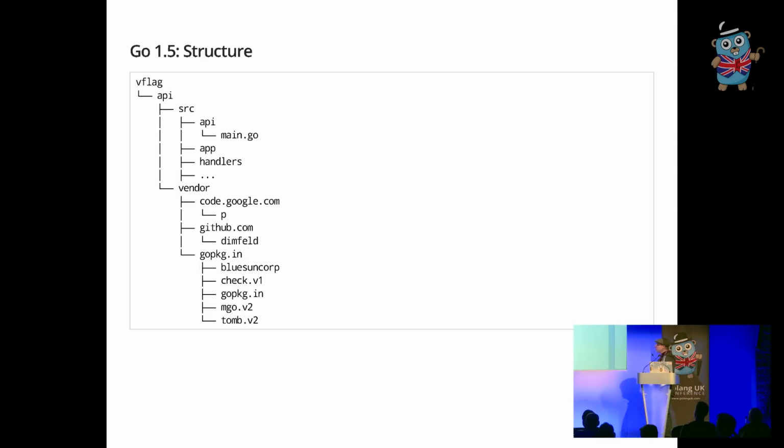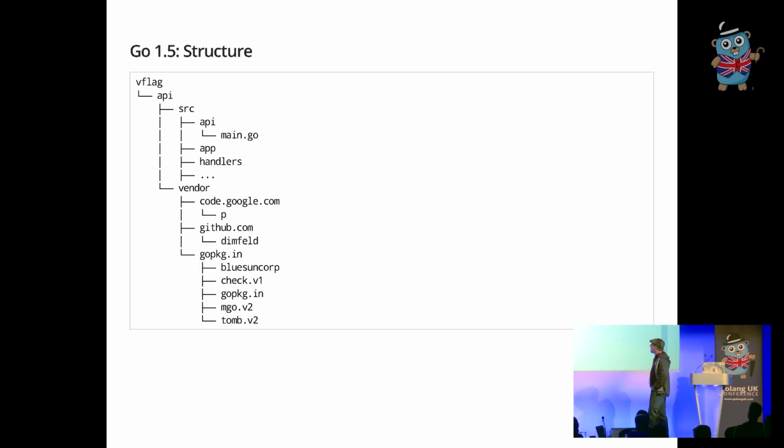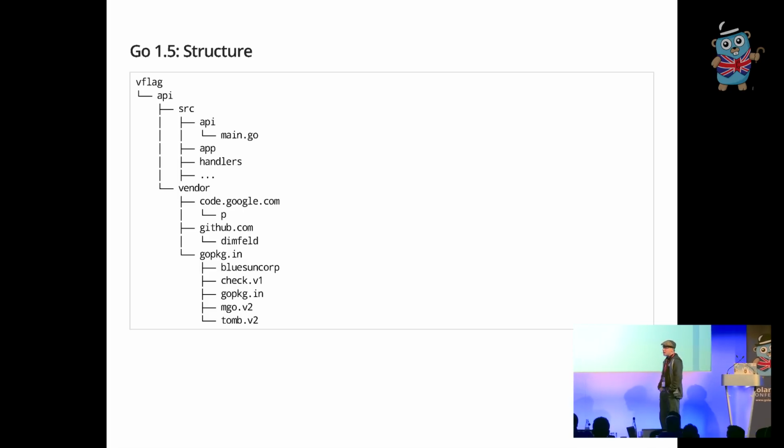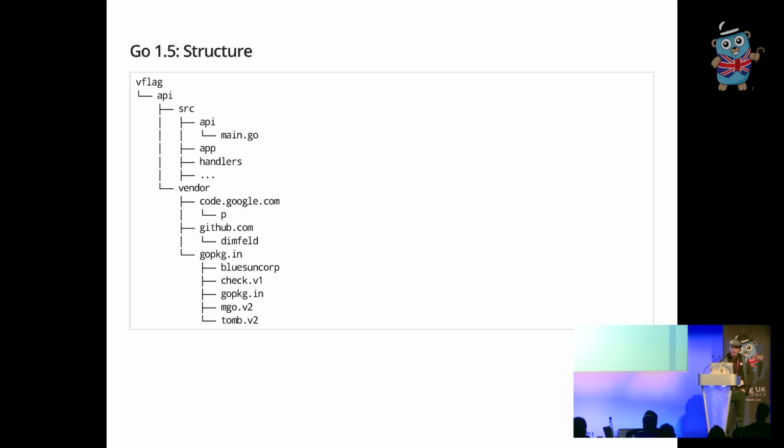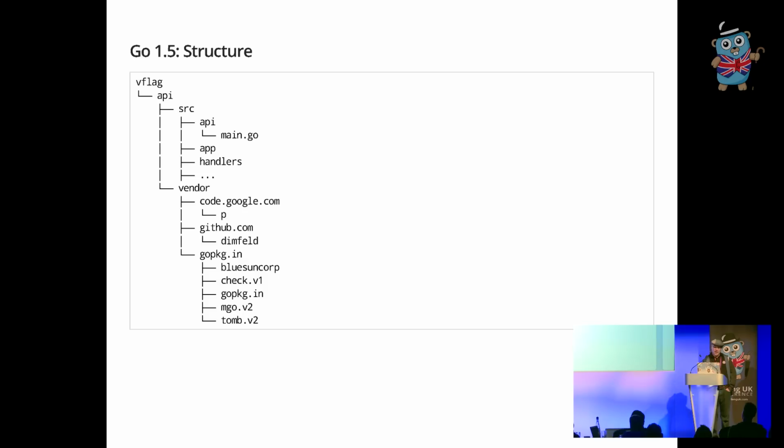So here's my project structure. I'm back to the same structure I've been using for my project level vendoring. I've got my source folder with all the code that I'm writing. I've got that vendor folder with all the code that I'm vendoring in. Same exact structure.